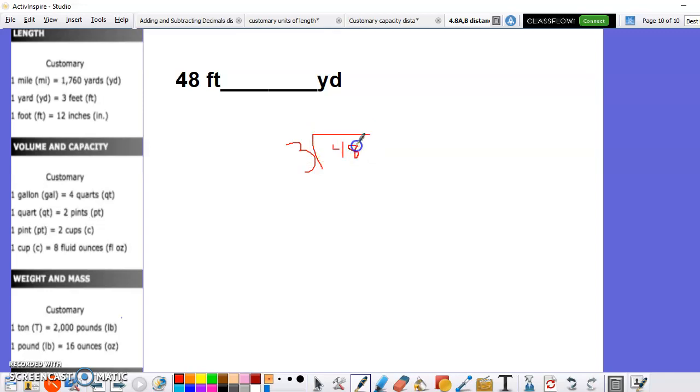48 by 3. Well, how many times can 3 go into 4? 1 time, 3, and 1, and then I bring down. So I accidentally put 18. It should be, excuse me, this is 16. 48 feet is equal to 16 yards. So make sure that when you do that, you put the right number. Be like me. So 48 feet is equal to 16 yards.